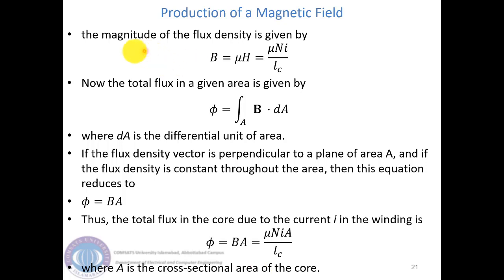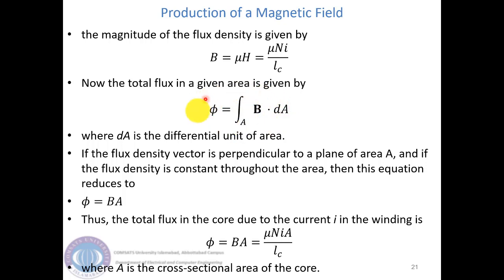So here we can find out the relation between them, as we know that B is equal to mu H, and H we have already calculated as Ni by Lc. So B equals mu Ni by Lc. Now the total flux over an area is given by the integral over the area of the magnetic flux density times the differential area.